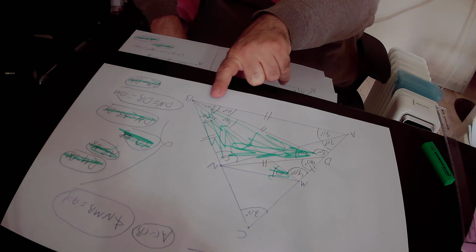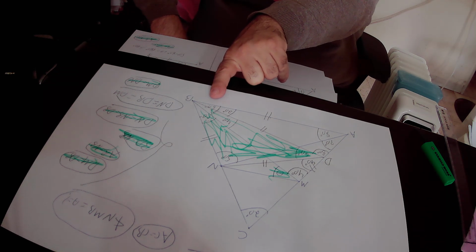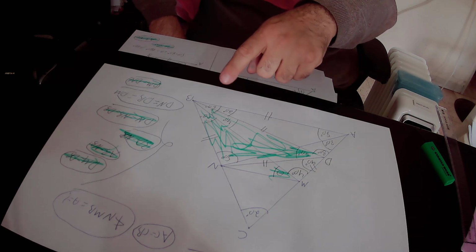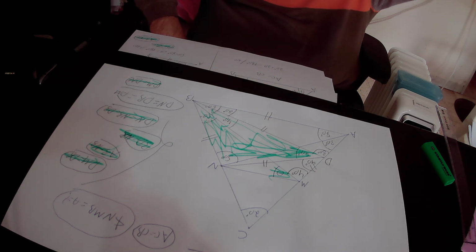But this angle MBA already equals 60 degrees. So the missing angle here, angle NBA, must be equal to 20 degrees in order to complete the size of angle theta to 80 degrees.